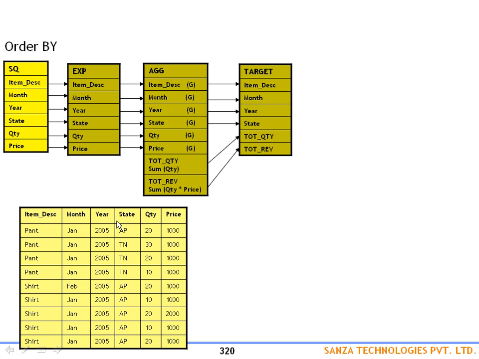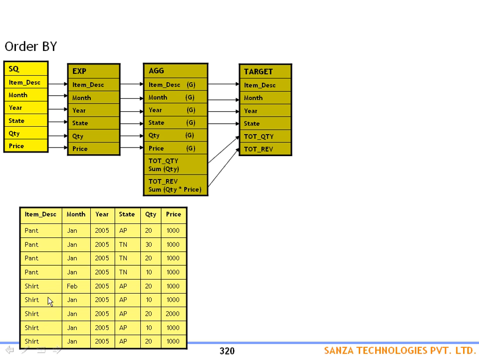Somehow you ensure that this data comes in order by fashion before coming into the aggregator transformation. The aggregator transformation should not do order by. Before coming into the aggregator transformation, somehow you should ensure that data comes in order by fashion based on the group by ports. So I write it in a source qualifier SQL override: select from these tables where, group by on these ports, order by on item description, month, year and state.